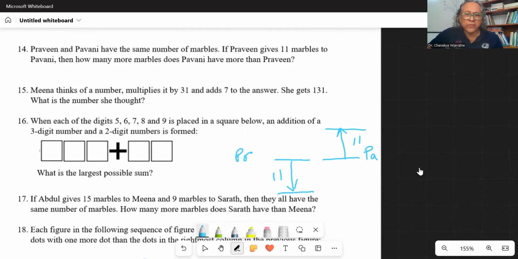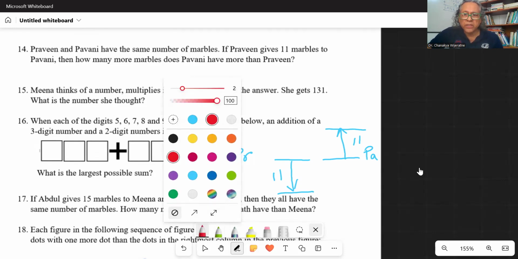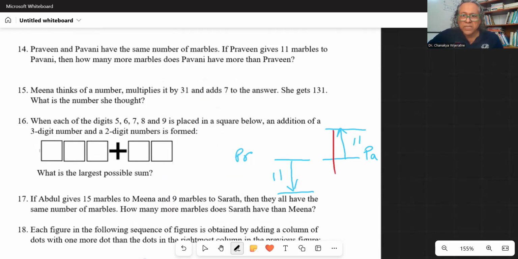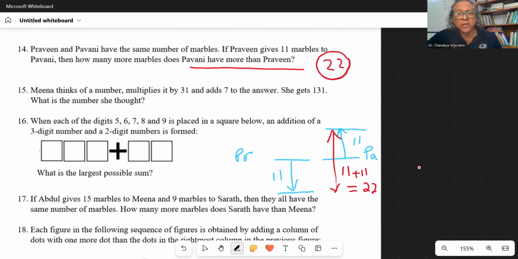Now Pavani actually has 11 plus 11 more than Praveen. You can see that it is now 22. I mean, earlier they had the same number of marbles. Now actually Pavani has 22 more than Praveen. So that's the answer, right?